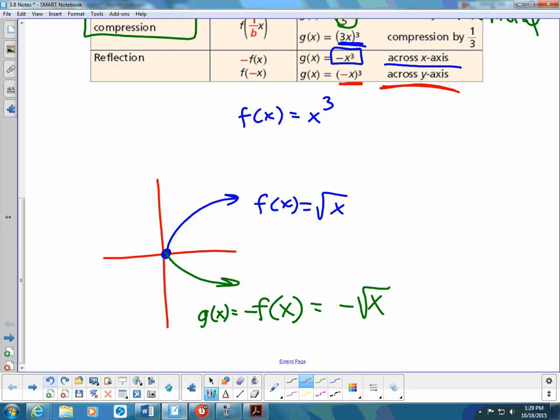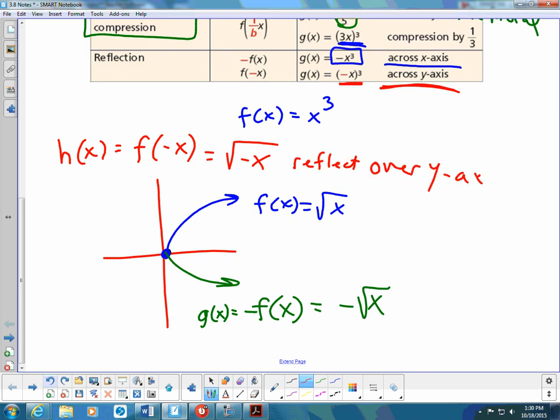But if I had, for example, h of x equaling f of negative x, in other words, I'm going to take all of my x's and make them opposite, in this case that would be square root of negative x, and that's going to be a reflection over the y-axis. So that graph is going to look like this going this way. So this would be my h of x graph, and this one here is my g of x graph.